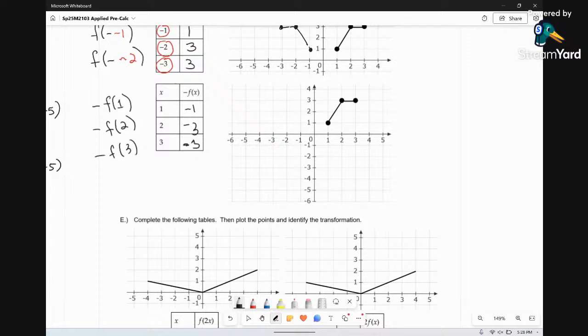And I'm saying it that way after I just got through saying a mirror image over the y-axis. What does a negative do to a function when it's in front of it? It's a mirror image over the x-axis, or a reflection over x.